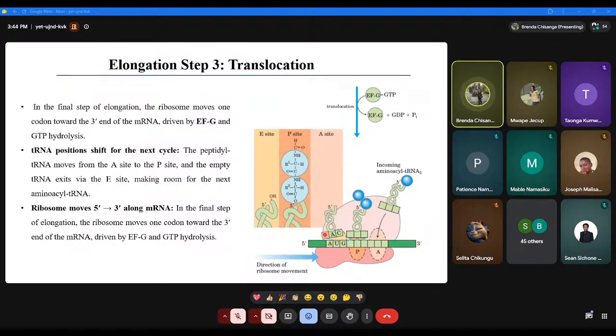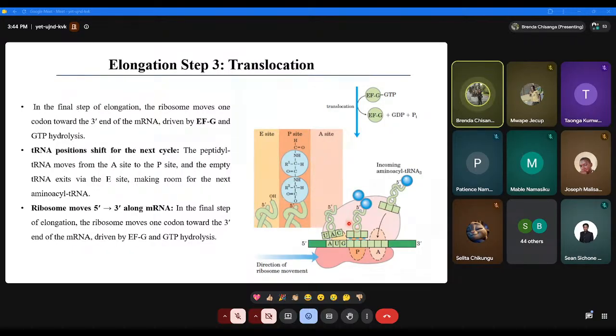What I'm trying to say here is that, remember, this tRNA was initially in the A site. But at this point, we need to read the next codon after it. So the ribosome has to shift 3 nucleotides, or just one codon, towards the 3' end. When that happens, there'll be a shift in position. The tRNA that was holding on to the 2 amino acids is going to move to the P site.